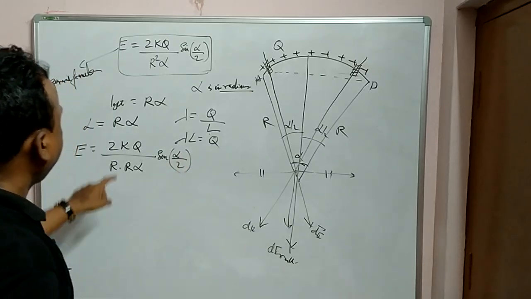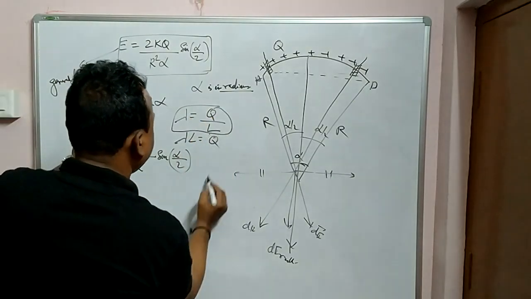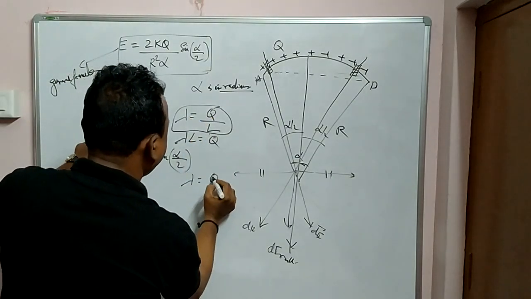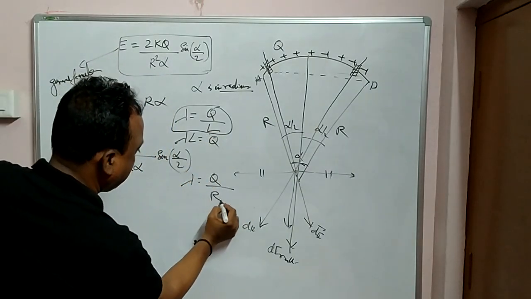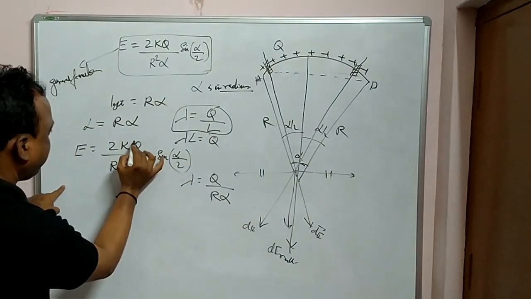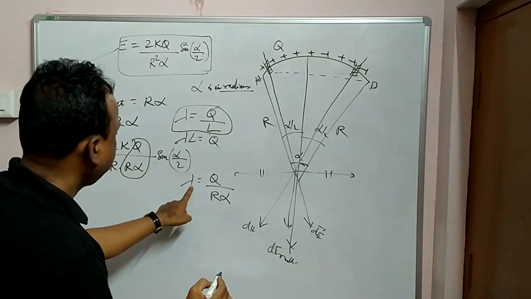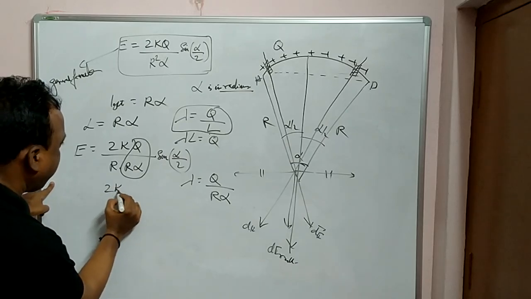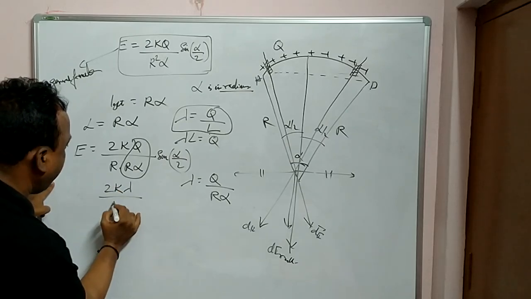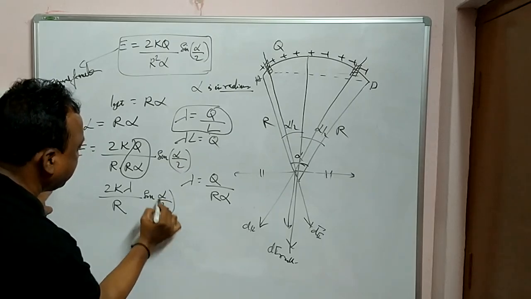Now if you observe carefully in this equation, lambda is equal to Q by L, but L here is r alpha. So here Q by r alpha is nothing but lambda, the charge density. Put it here: 2k lambda by r into sin alpha by 2. This is the formula.